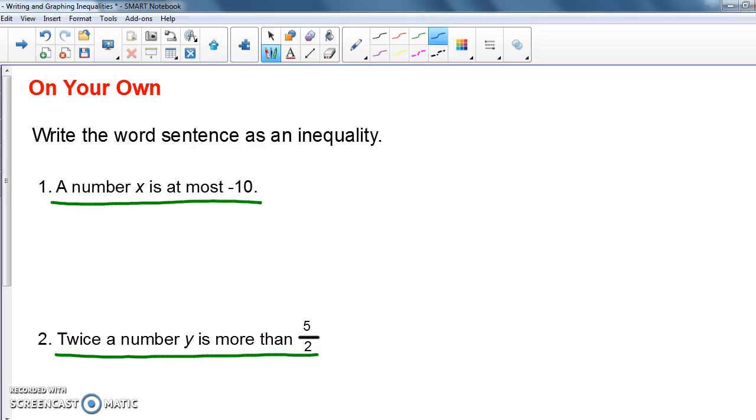Okay, so let's take a look. A number x is at most negative 10. All right, a number x, that's an x, at most. Well, if we look back at our chart, or if we just think about it, at most means that x cannot be any greater than negative 10, because the biggest it can be is negative 10. So at most is x less than or equal to negative 10.